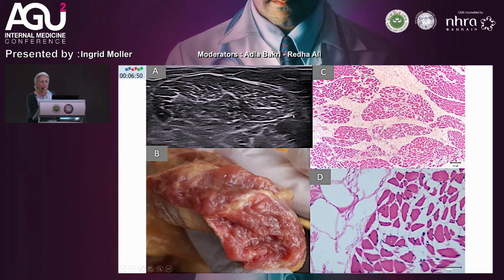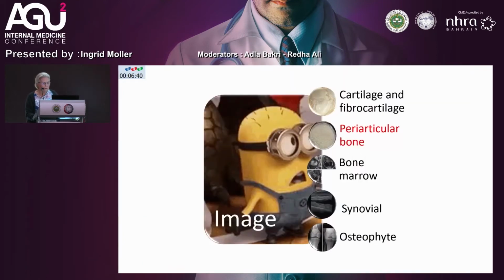We were evaluating by ultrasound, gross anatomy, and by histology, and doing a scoring system that, because it's under publication, I hope you will see in a short time.